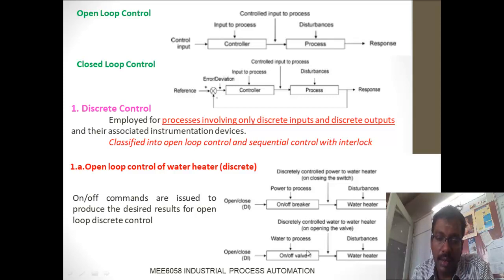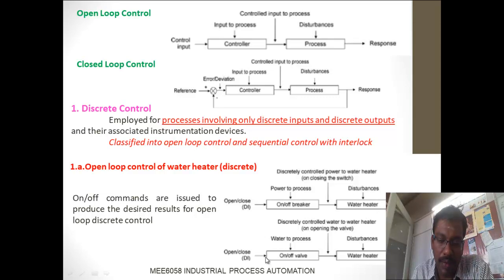Okay, so what happens if you take the water heater automation process? Is it open loop or closed loop? It's open loop only. What happens? The power to the process is given by the breaker. Once the power is given, the breaker switches on and gives the energy to the water heater to heat the water. And you are able to monitor the temperature.